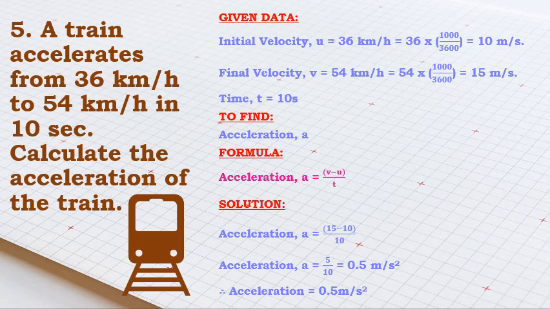So we'll get into the next numerical. We have already seen 4 numericals under speed and velocity, that is speed, average speed, distance, displacement, velocity, average velocity and all this. Now we are going to see a fifth question here. Look at the question very carefully. A train accelerates from 36 km per hour to 54 km per hour in 10 seconds.